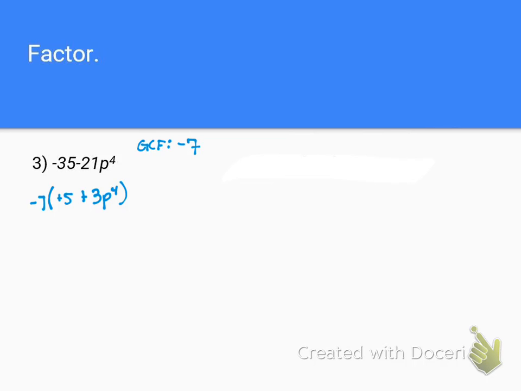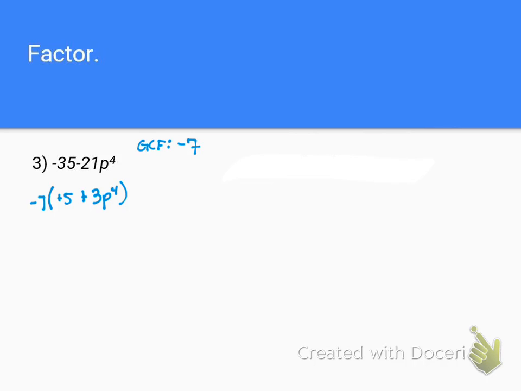And then we go back to the letter. P to the 4th. Is P to the 4th being divided by anything here by our factor? No, so we just bring it down. Okay? Does that make sense? So just work slowly, all right? Are we done yet?